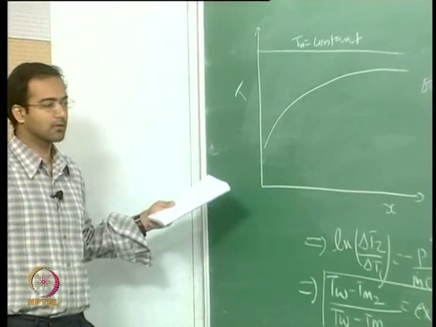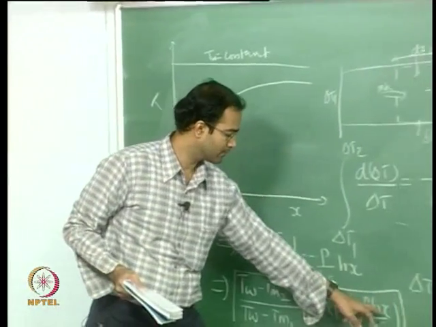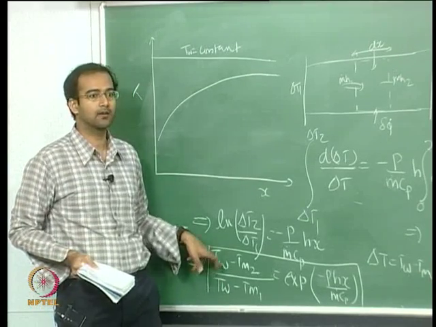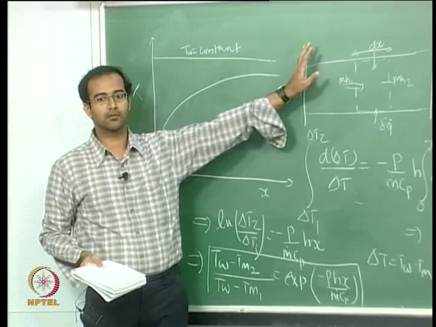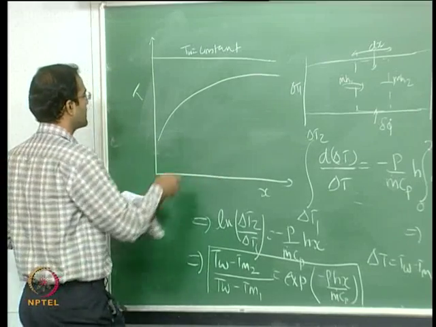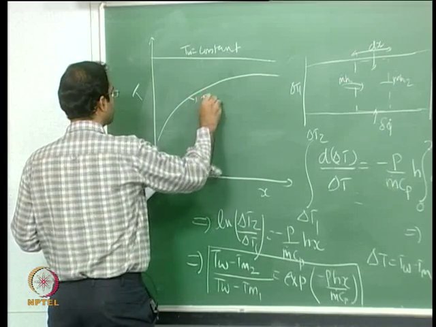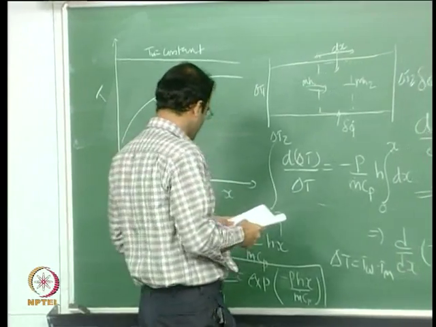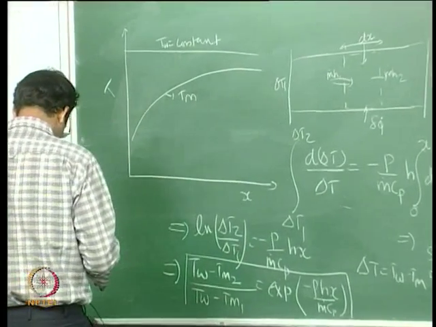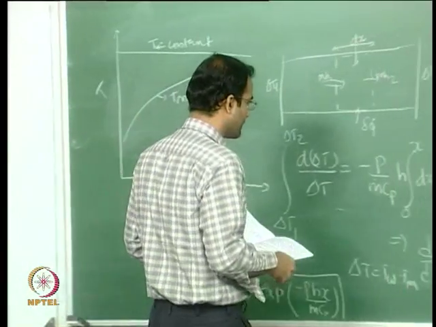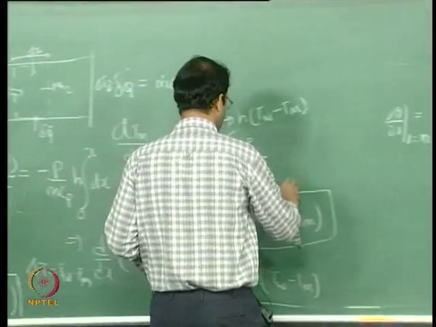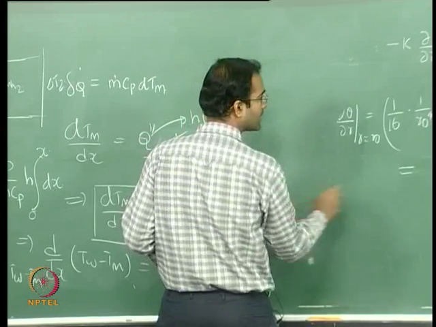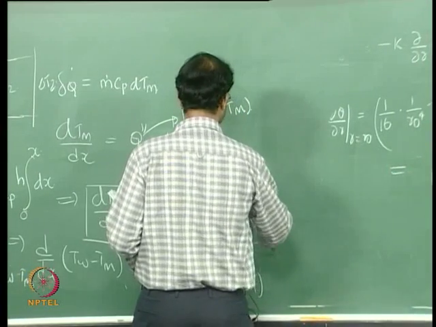When x goes to infinity, this becomes 0, and therefore T mean will become T wall as x goes to infinity. So this is the variation of Tm, the mean temperature of the fluid. Now, having known this, we have this particular expression here, let us call this expression number 4. I started with 1, let me call this 2 now.